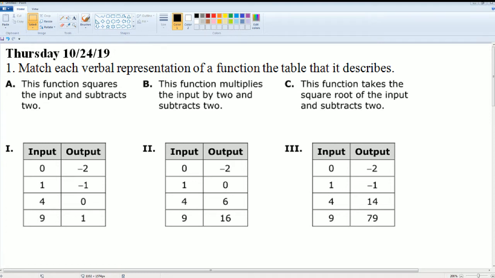All right, welcome. This is the week 12 homework solution. Here we have Thursday, October 24th. It says match each verbal representation of a function to the table that it describes.